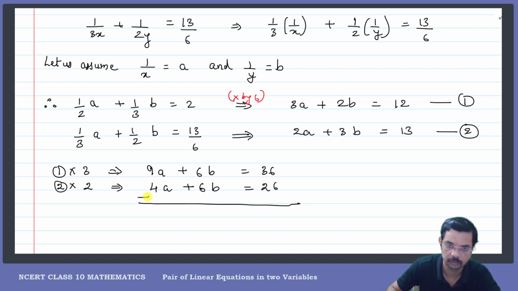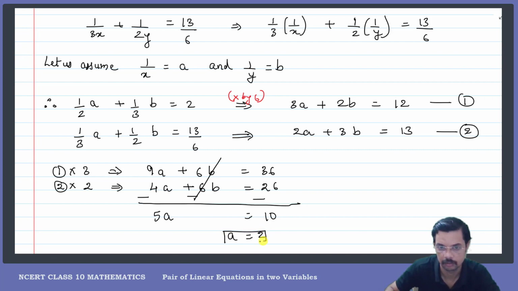For elimination, we need to change the sign here because both of them are on the same side. Now I can cancel. 9 minus 4 is 5a, and here we have 36 minus 26, which is 10. So a will be equal to 10 by 5, that is, a will be equal to 2.